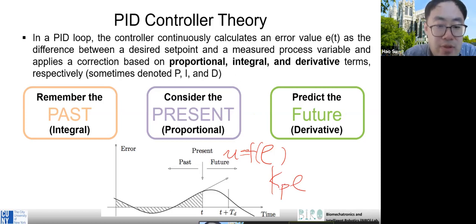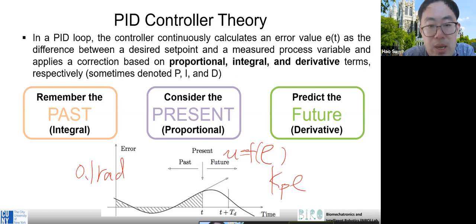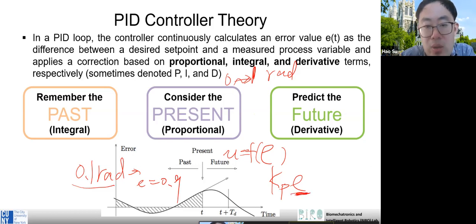So let's say the current position is 0.1 radians, and you want the robot to move to 1 radian, from 0 to 1. So you can calculate the error as 0.9. When you get this error of 0.9, how do you want to use it? You can do a simple term, just multiply by a constant number.